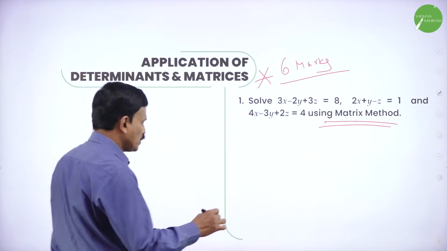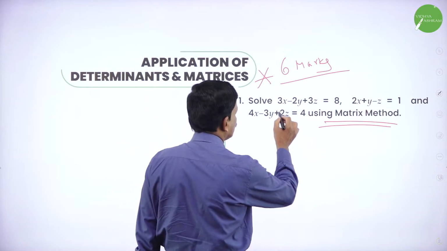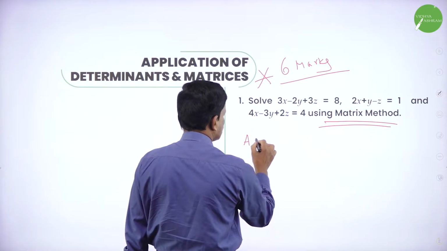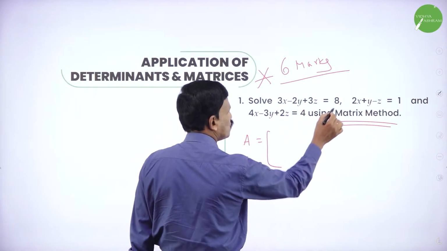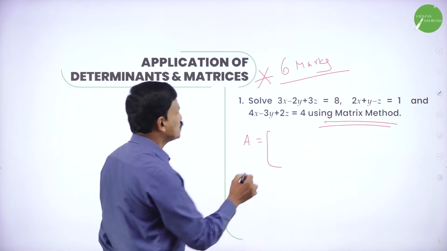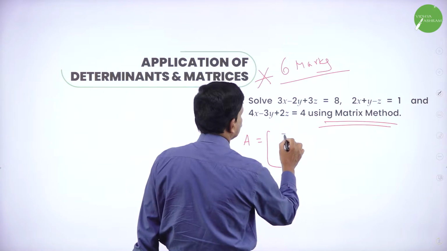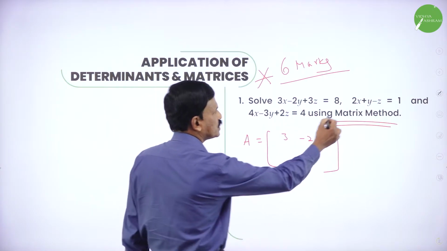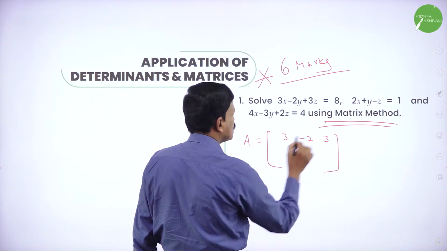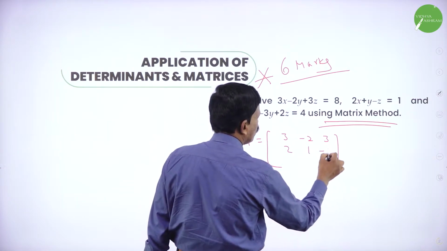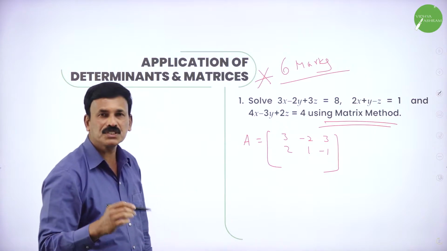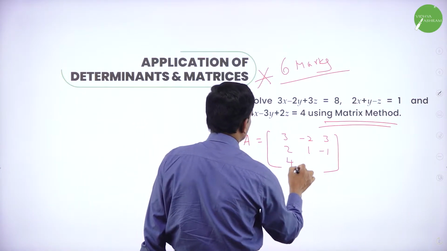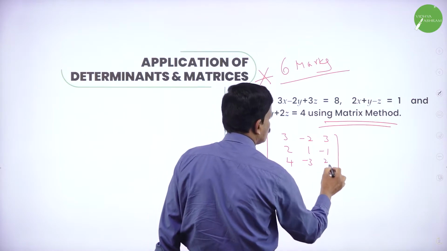Now, let us verify the equations are in order or not. x, y, z, x, y, z, x, y, z. Write down the matrix A first. Here A is equal to coefficient of x, coefficient of y, coefficient of z. 3, minus 2 and 3 for the first equation. For the second equation, coefficient of x, y, z is 2, 1, minus 1. And the coefficient of x, y, z for the third equation are 4, minus 3 and 2.